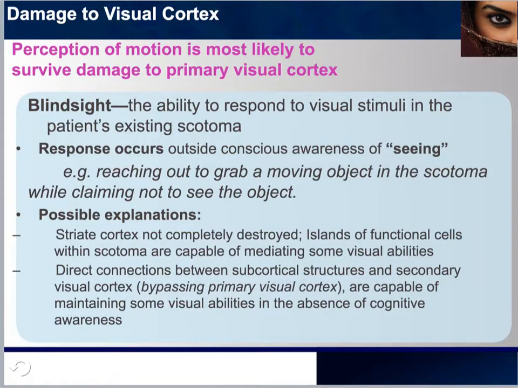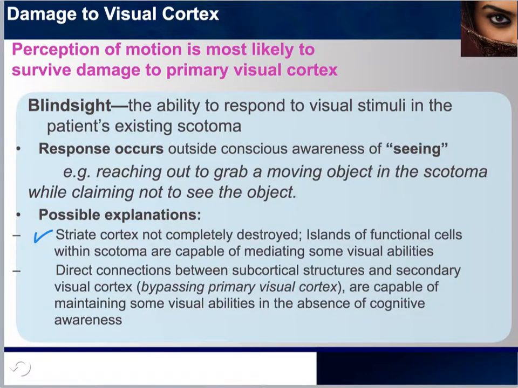This, we believe, is explained by two explanations. So as we look at the first one, we look at the possibility that striate cortex is not completely destroyed. In fact, there may be some islands of these functional cells within the scotoma that are capable of mediating some visual abilities. And we believe that that may be enough to then stimulate the rest of the brain and have some type of response when an individual that does not see is still able to respond to it. That's what we call blind sight.